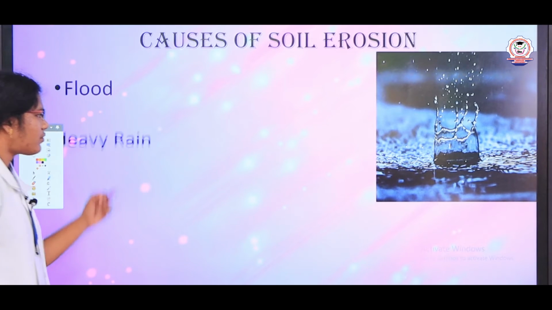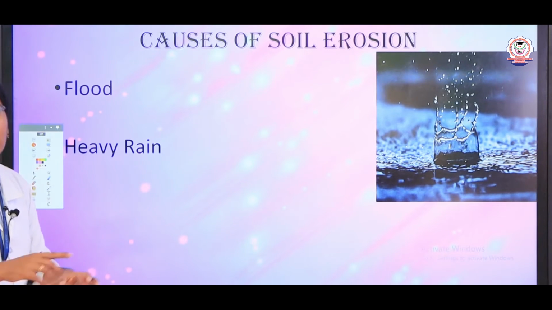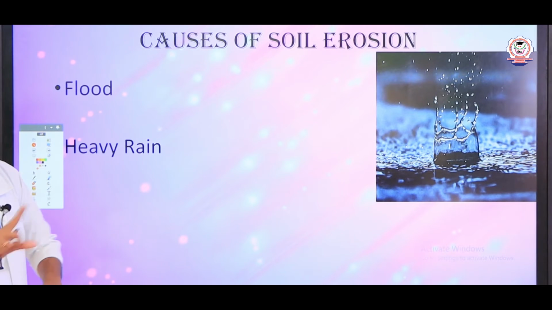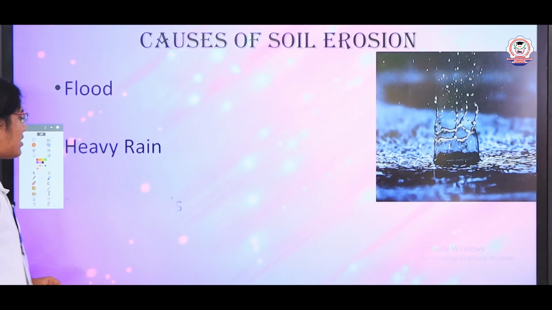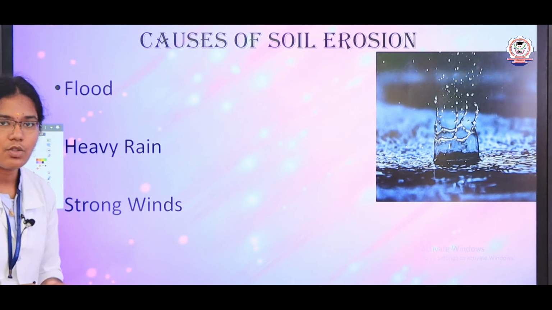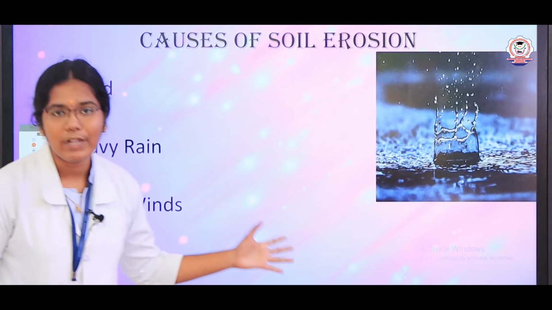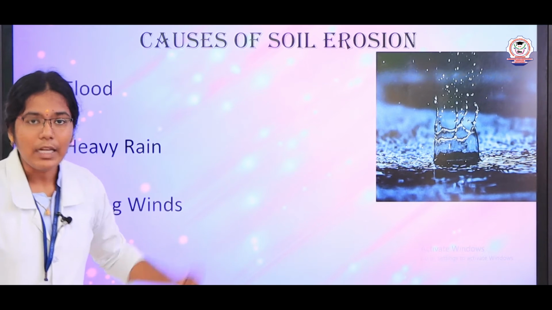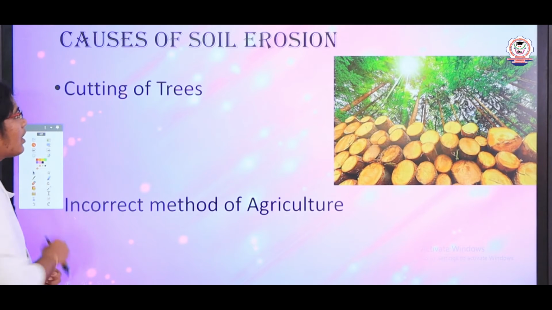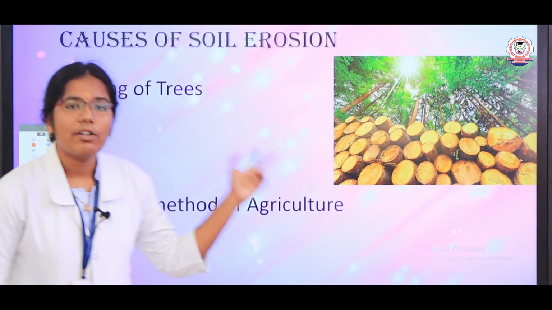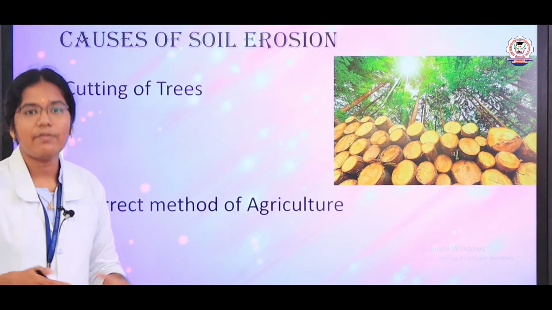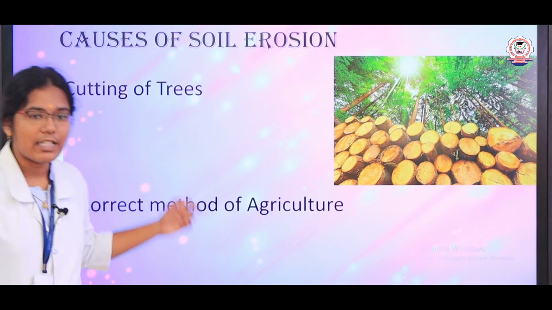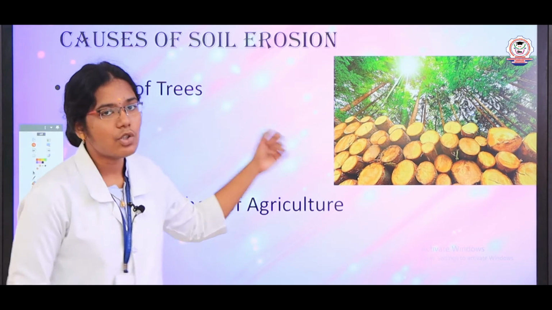The second point is heavy rain. Heavy rain also causes soil erosion by removing the top layer of the soil. The next is strong winds. We already saw in the PPT and the GIF, right. The strong action of wind also leads to soil erosion. And the next point is cutting of trees. We are continuously cutting trees and not encouraging the planting of trees. So cutting of trees also leads to soil erosion.